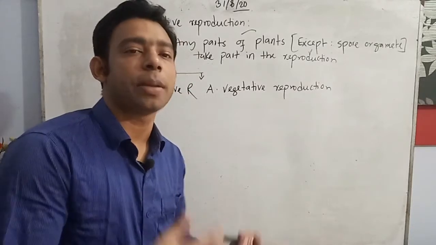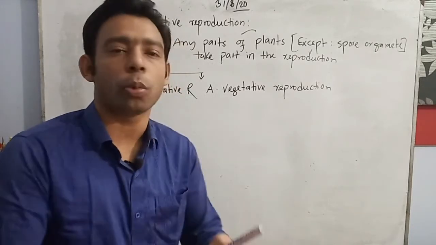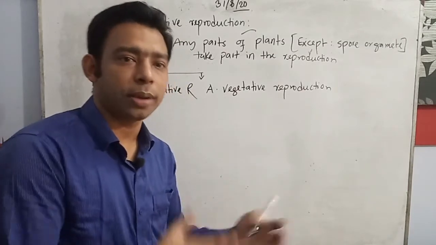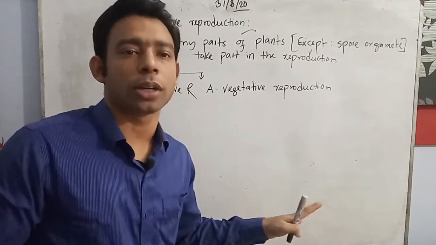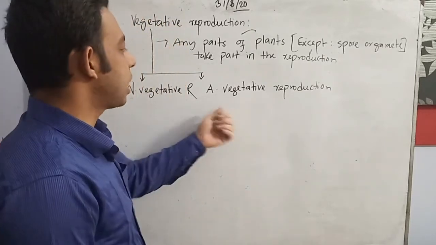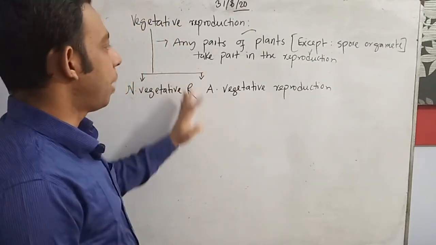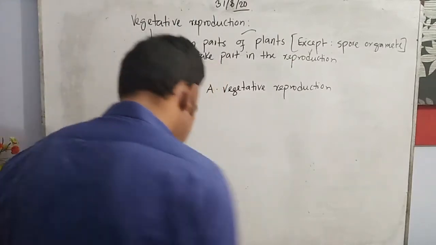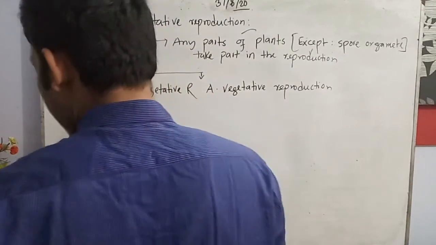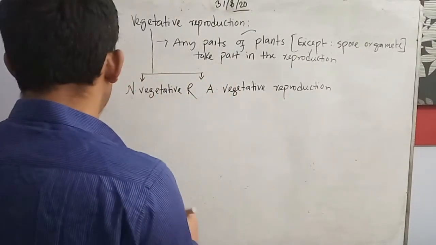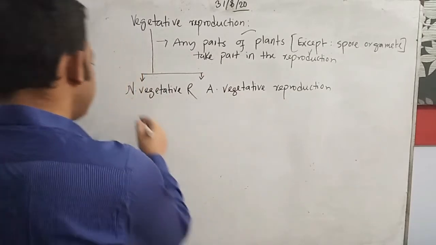Artificially means the man is directly involved in this type of reproduction. Cutting, layering, grafting, we will go through understanding these parts also. So I hope you understand the topics about natural and artificial. Now we will study those parts in detail. So natural vegetative reproduction is of 4 kinds. It is done in 4 ways.